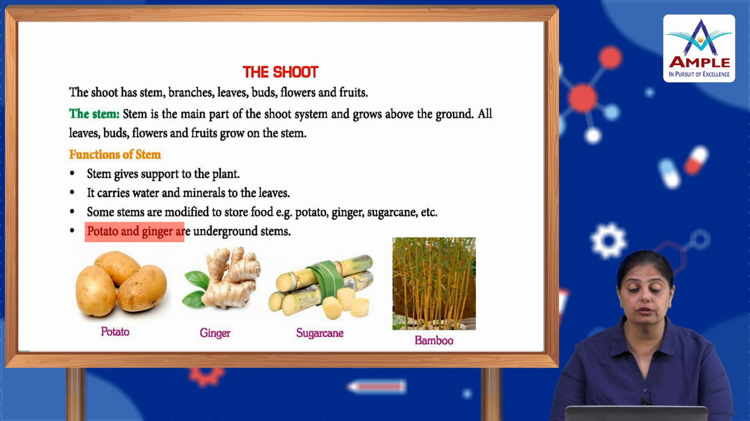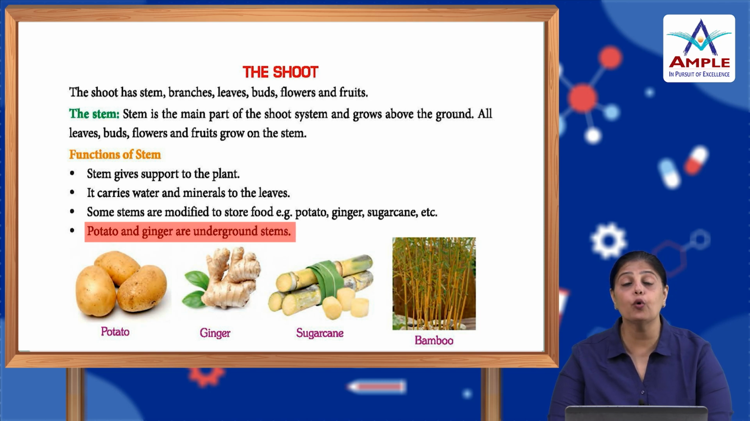Potato and ginger, what are they? They are called the underground stems. So, they grow under the ground, from the buds which are there, or the eye of the fruit or the vegetable.